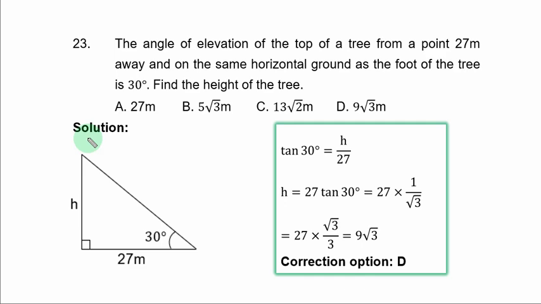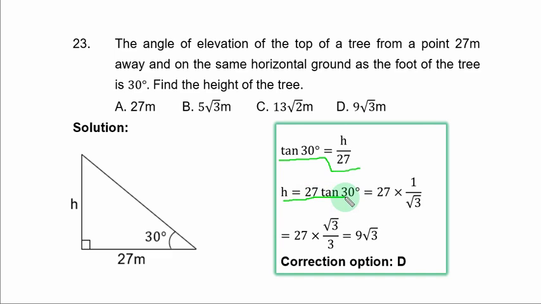To get height, if you consider the angle 30 with 27, which is adjacent, then height is opposite, you must have tan 30 equal to h over 27. To get h, you clear the fractions and you have h equal to 27 times tan 30 degrees.